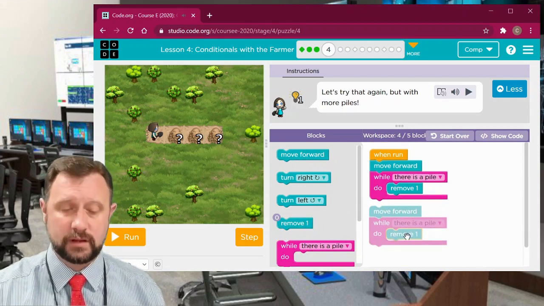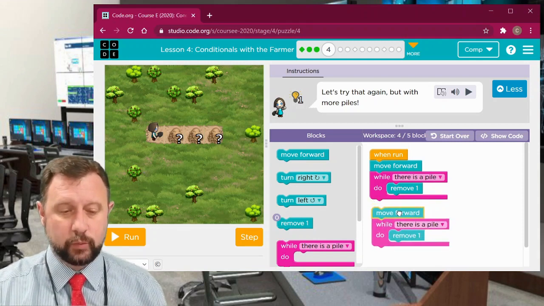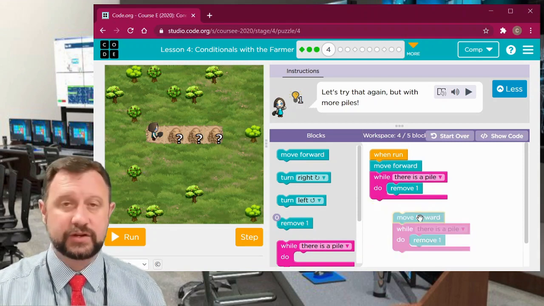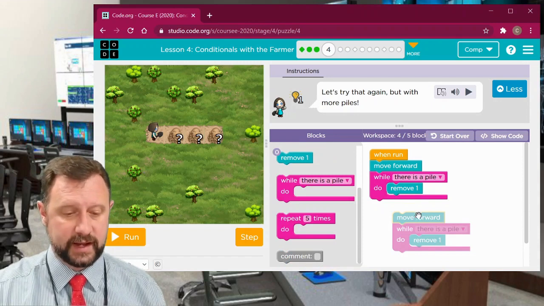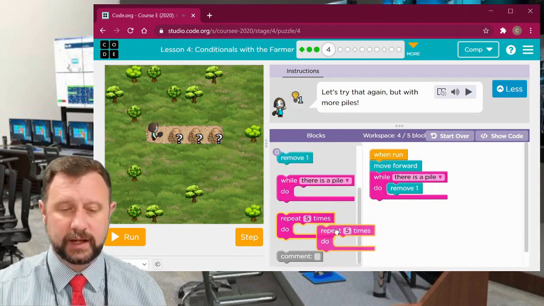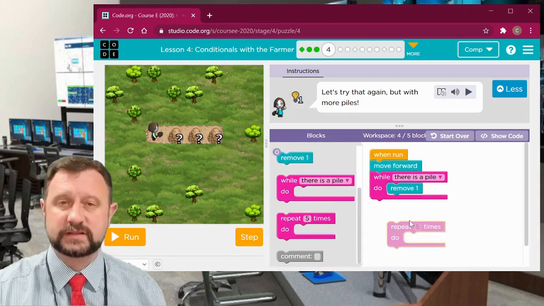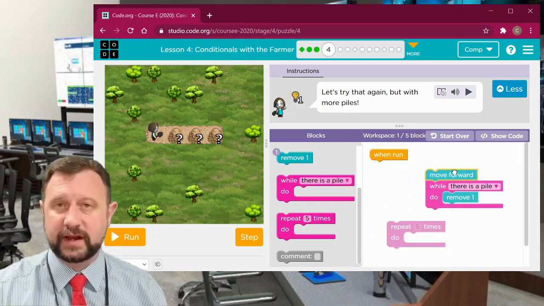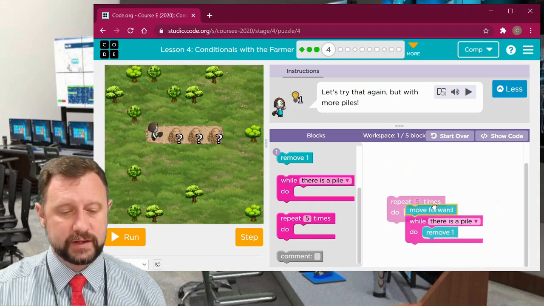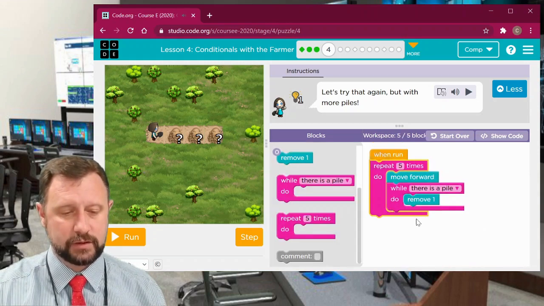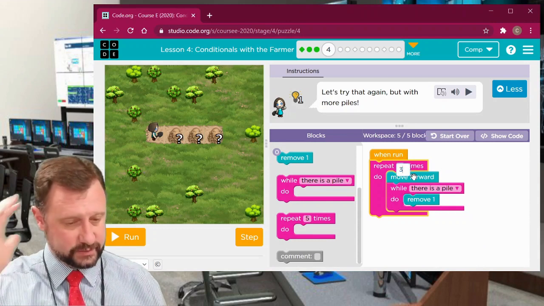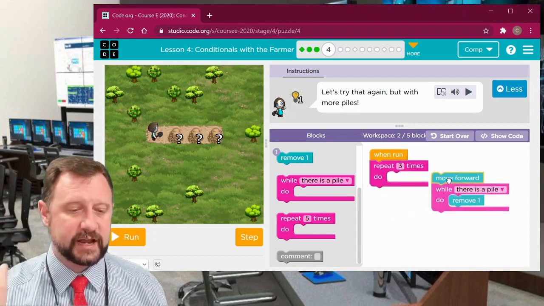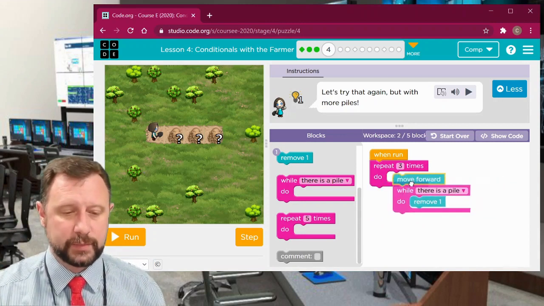But I also know that sometimes when I have a direction that I do over and over and over again, I can use a repeat block. This repeat block is called a nested loop. This direction that I go over and over again can go inside a loop block like so, a repeat block. How many piles do I have? 1, 2, 3 piles. And so I'm going to do this 3 times. This says do 3 times: go forward, and while there's a pile, remove it.